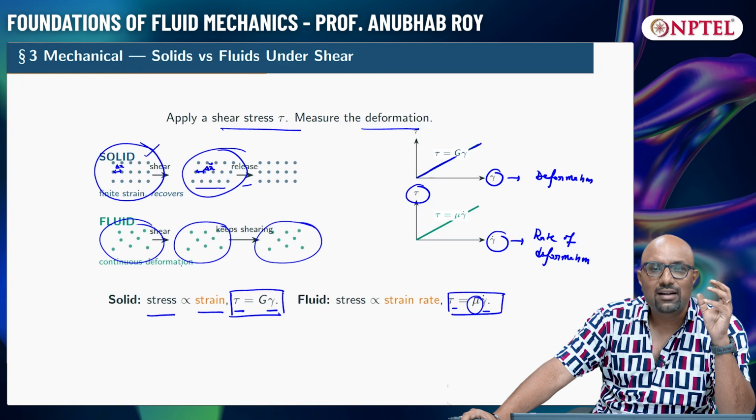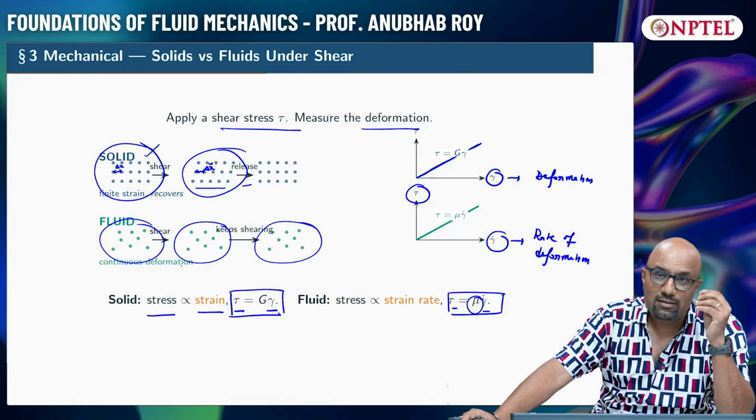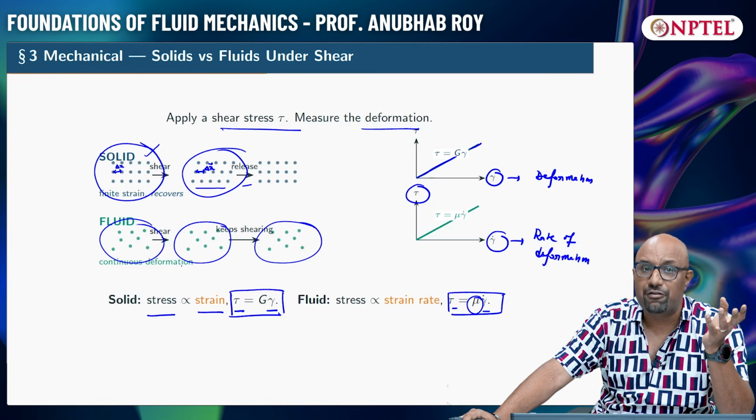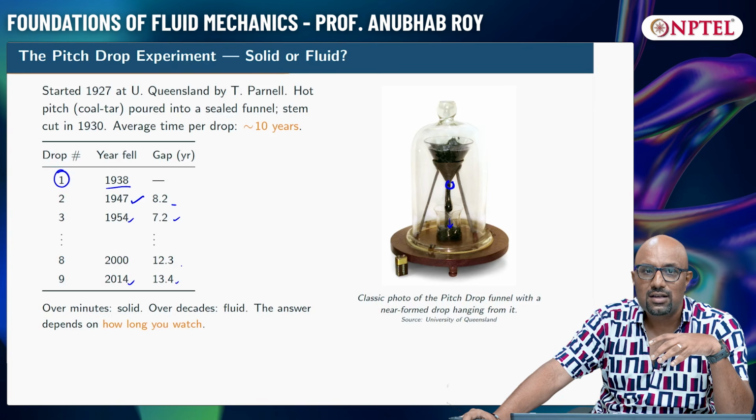So in the previous slide I was discussing that solids are going to deform, and the stress that they accumulate depends on the amount of deformation. Fluids are going to have a stress that is going to depend on rate of deformation. But the world is not made up of perfect solids and perfect fluids. And this is again an example.